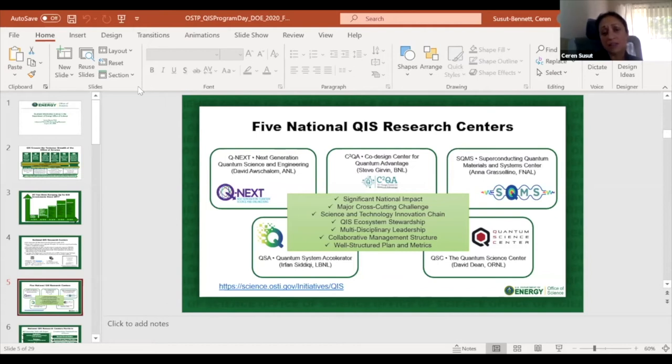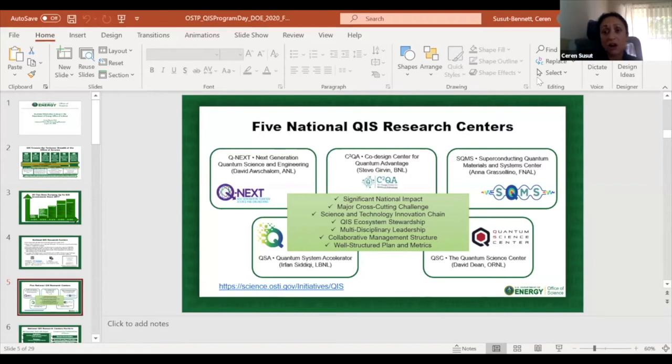Are there things that they can do in terms of workforce development and collaborating with external entities? So, again, they're just being stood up. They just started. So all of the information about the Office of Science investments in QIS can be found on this website.